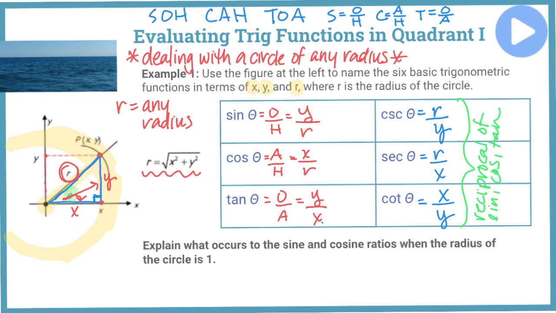So what occurs to the sine and cosine ratios when the radius of the circle is 1? When the radius of the circle is 1, if we replace the r with 1, notice that sine just becomes y. And cosine is x over r, which would be x over 1, which is x. So sine of theta is just y, and cosine of theta is just x. That returns us back to the exact same values we had with the unit circle, because when the radius of the circle is 1, then you're just dealing with a unit circle again.